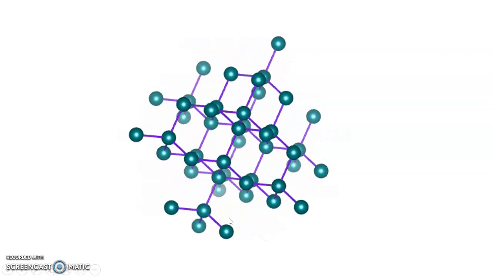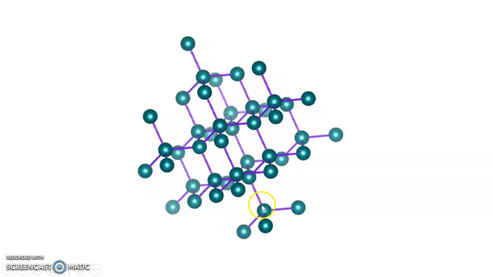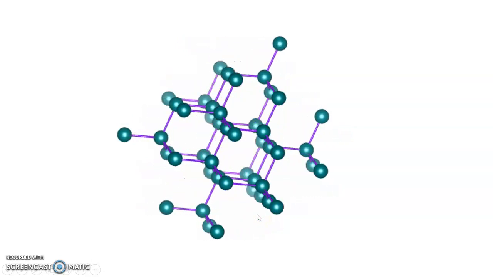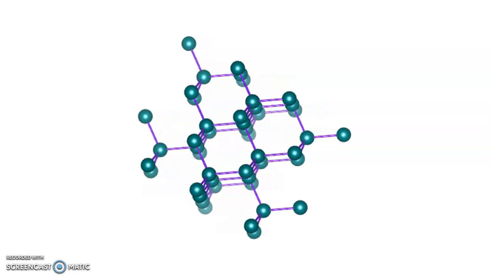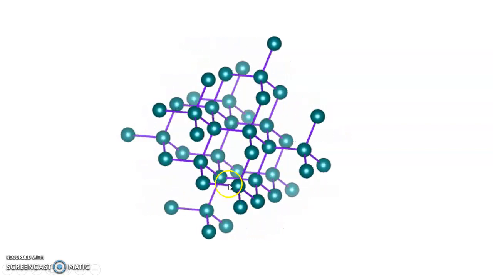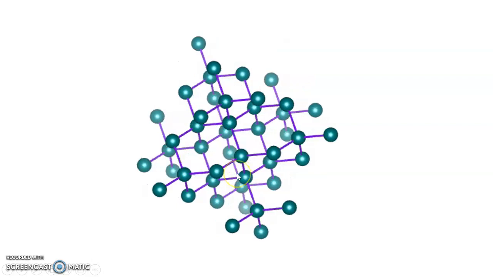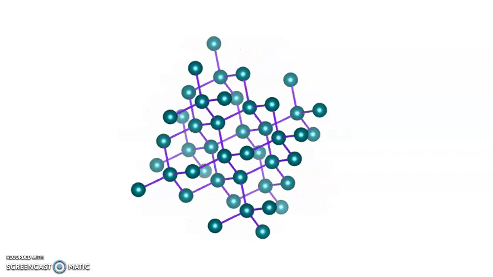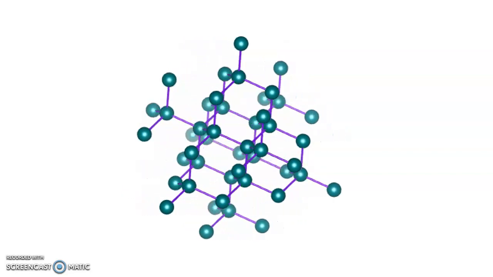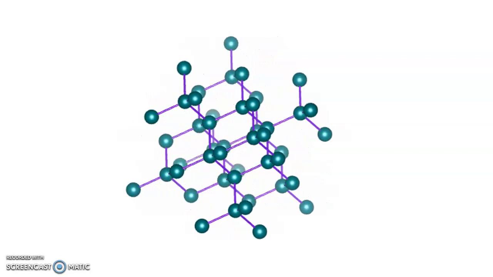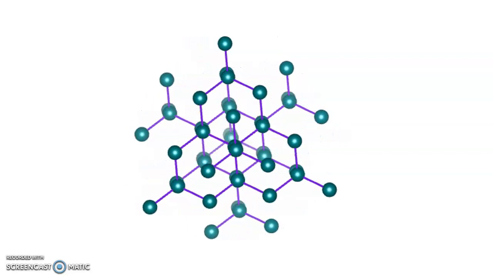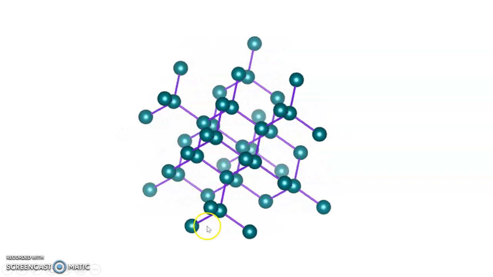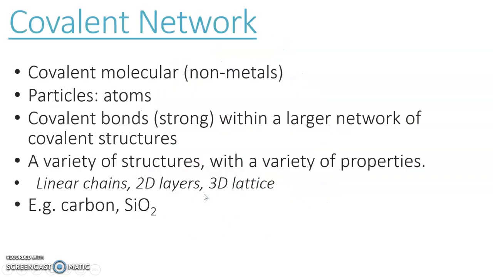So each carbon atom is bonded to 4 other carbon atoms in a covalent bond. You can think of it like one giant molecule where all these atoms are sharing electrons with the neighboring atoms. And that's a very strong intramolecular force that holds the whole thing together, which is why diamond is extremely hard and has a very high melting point of about 4,000 degrees Celsius. It takes a lot of energy to overcome or break these bonds. So the covalent bond is strong within a larger network of covalent structures.